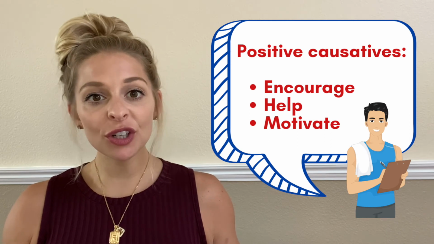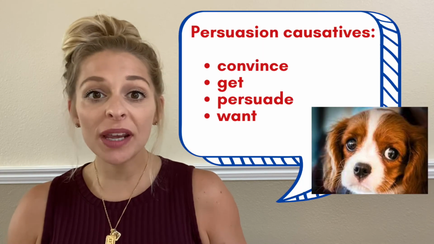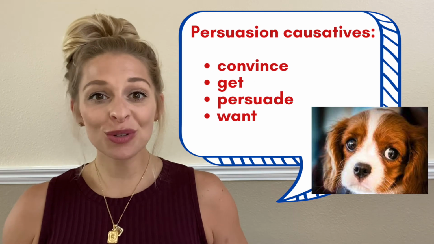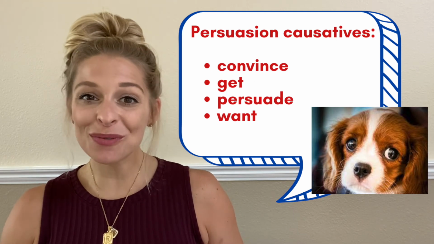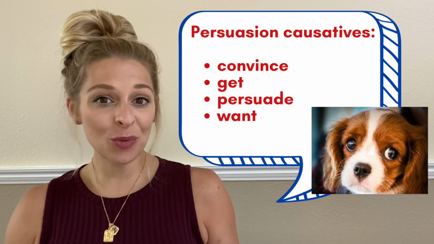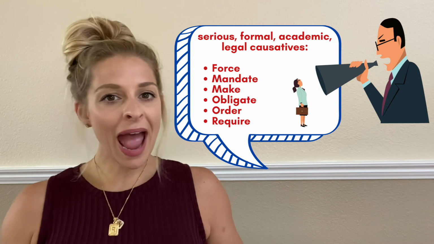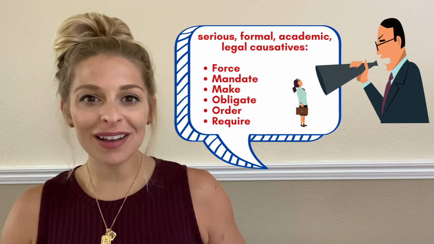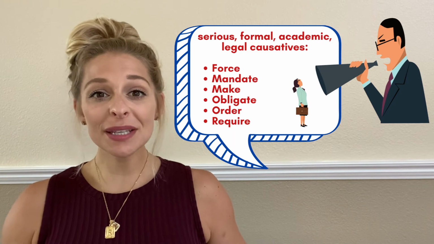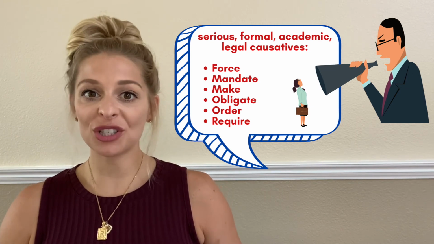And just to continue helping you remember all of these causatives, I have put them into certain categories. For example, we see some positive causative verbs like encourage, help, and motivate. And some causative verbs are more related to persuasion. For example, to convince someone to do something, get someone to do something, persuade someone to do something, and want someone to do something. And next, we have some more serious, formal, academic, legal causative verbs like force, mandate, make, obligate, order, and require someone to do something.